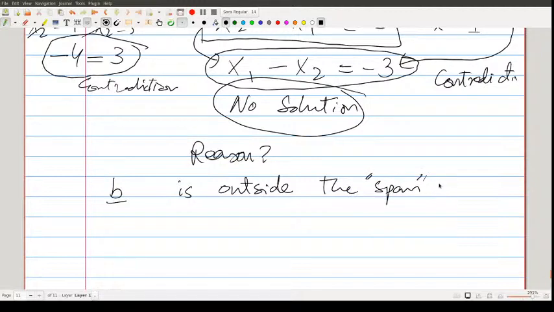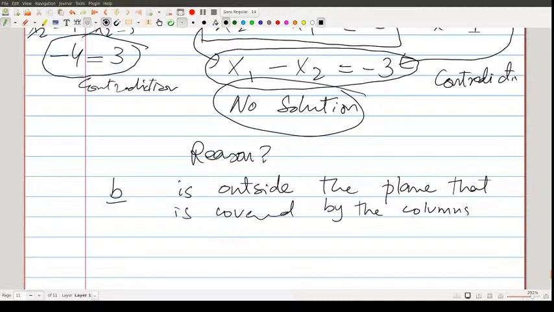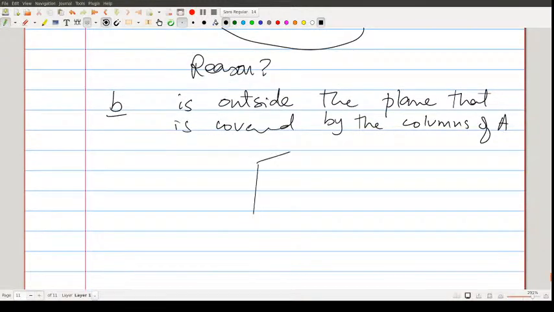This term that I'm using, let's write, is outside the plane that is covered by the columns of A, right? So the columns of A were filling up, like I told you, this plane. And if I have a B that is outside this, then there is no linear combination, because these three vectors are stuck in this space. I can only go to any point in this plane. There is no combination that will take me outside the plane. So therefore, the reason is that the B was outside the plane that is covered, right?